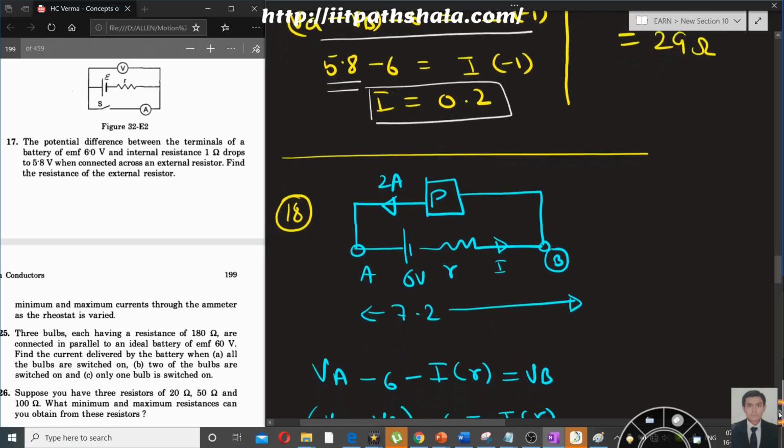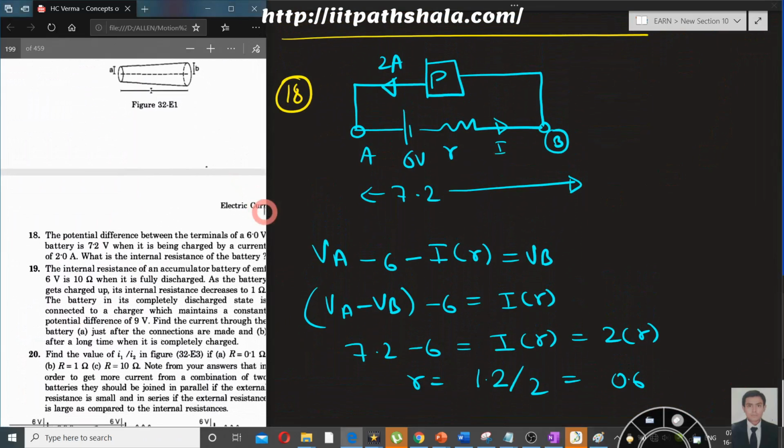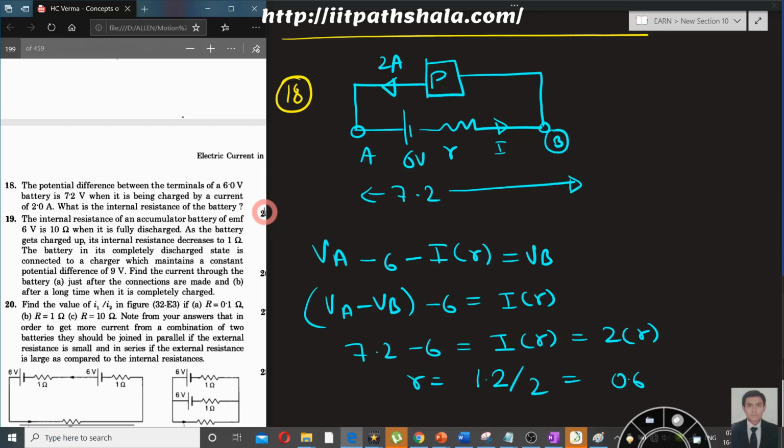Moving fast toward the next question, question number 18, which says that the potential difference between the terminals of a 6 volt battery is 7.2. As in the prior case, because of the internal resistance, the battery voltage dropped from 6 to 5.8. But in this case, because we have an external powerhouse, because we are charging this battery, we have an increment in the overall potential difference of this battery from 6 to now 7.2. Now you have to calculate the internal resistance of the battery.